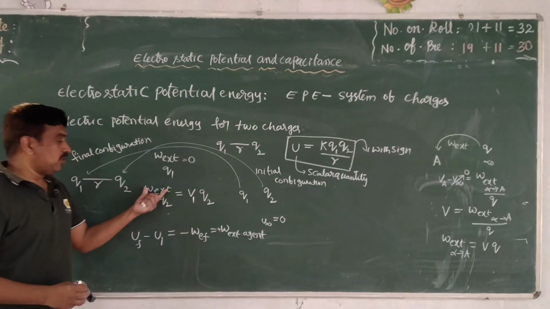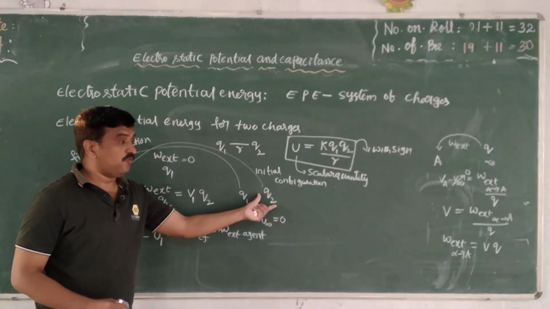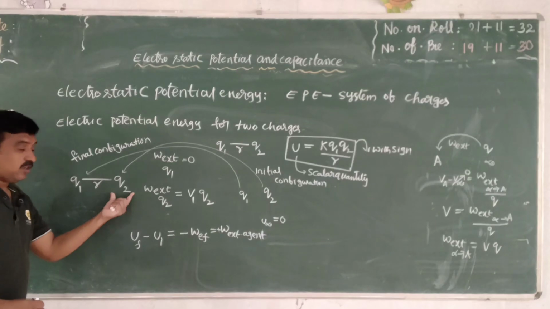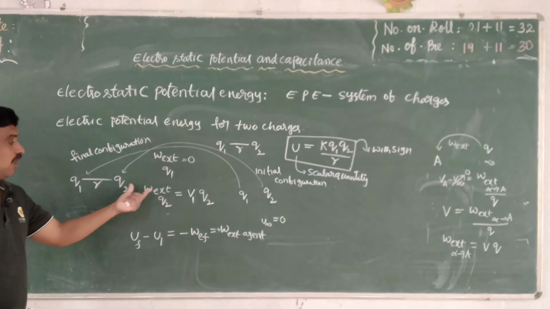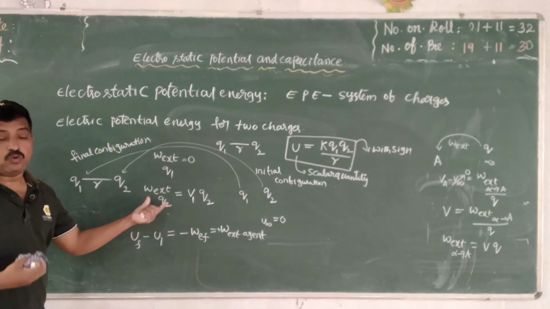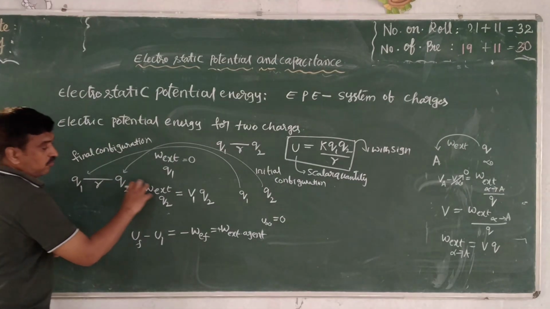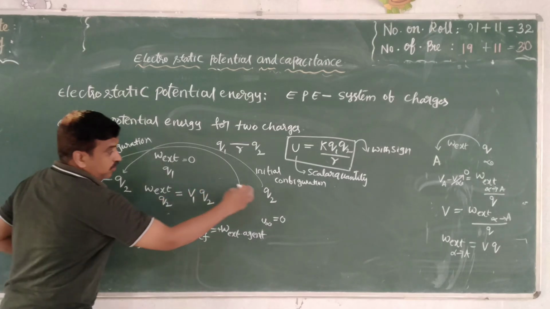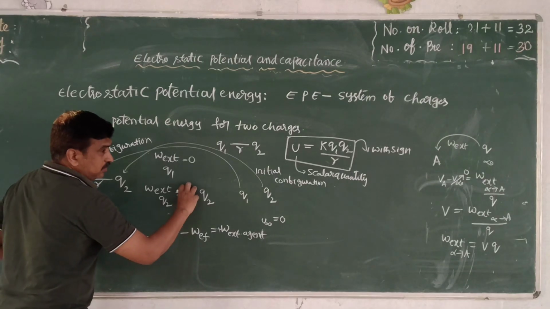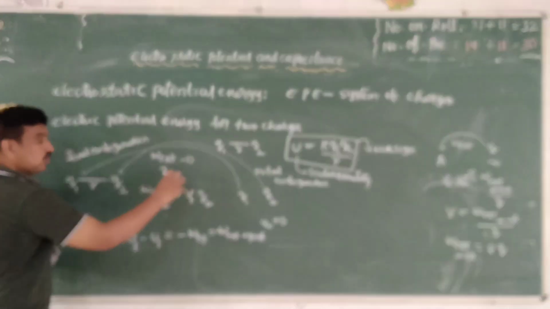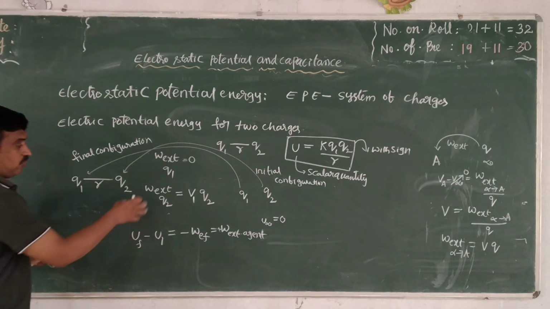So work done by external agent in bringing q2 charge from infinity to this configuration: some potential is developed here at all distances. Due to that potential, it opposes, that's why we do external work and place it here, and this configuration we can arrange. So work done by external agent in bringing q2 from infinity to this configuration is equal to electric potential due to this charge into which charge is bringing. So V1 into Q2.